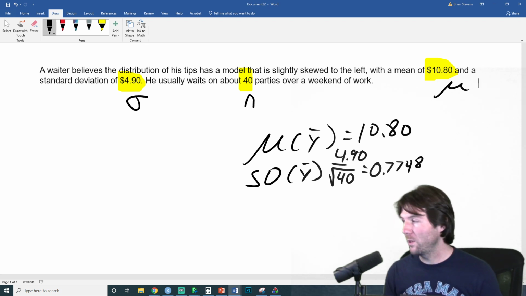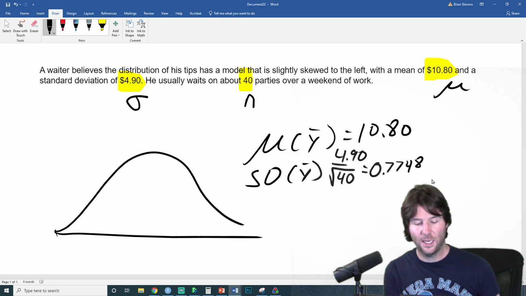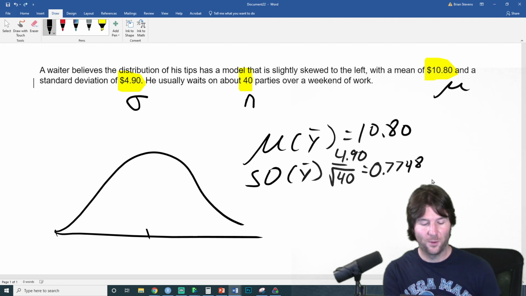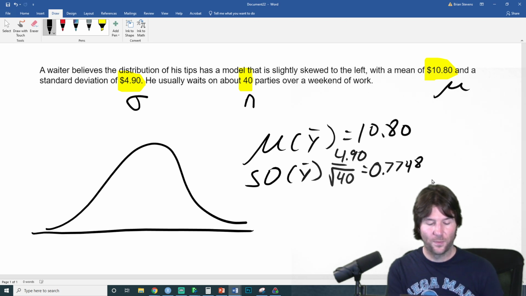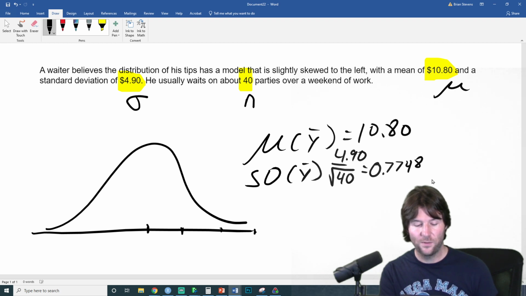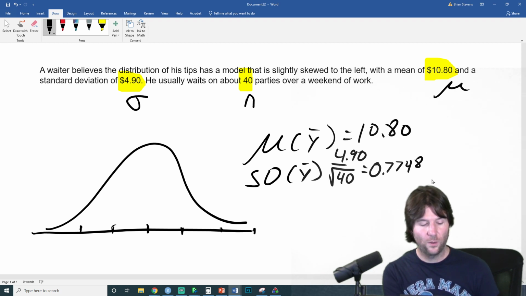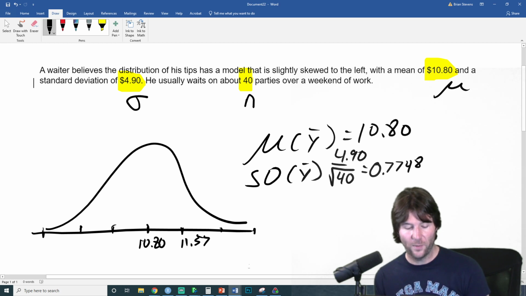So what do we do with all this? Well, we go to the normal curve and we draw it out. If we were doing this on a test, we would usually have to draw this out. So what we would do is have this curve right here and we'd put the mean and each of the standard deviations. So just showing you that this can be done by hand, we'd go here and go 10.80, and then up here would be like 11.57, and we would just keep going up standard deviations.